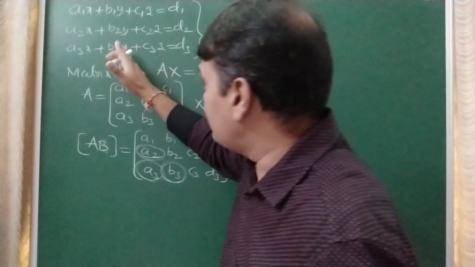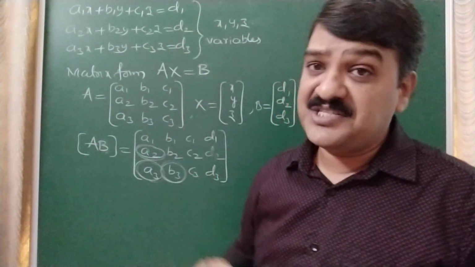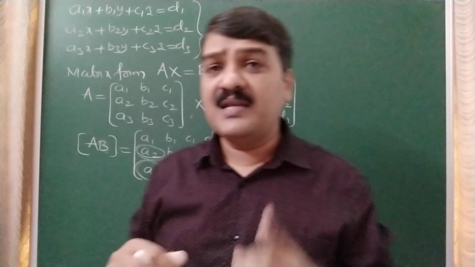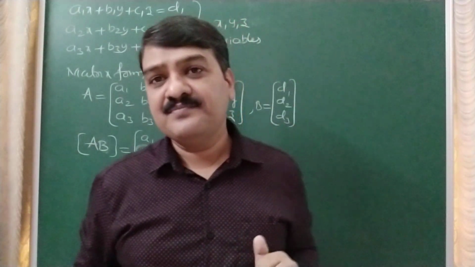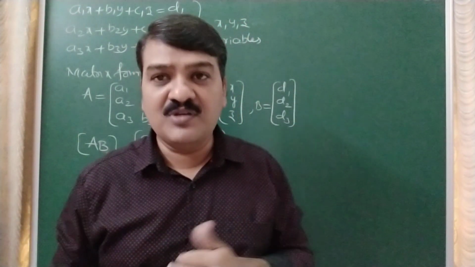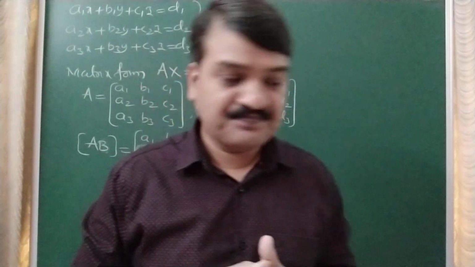Now when the number of equations and variables are matching, the system can have a unique solution, infinite solutions, or no solutions. Three possibilities are there. How to decide which type of solutions the given system has?